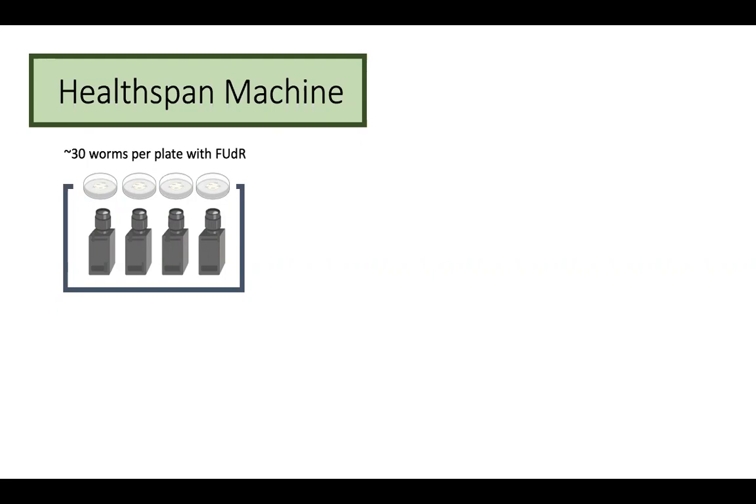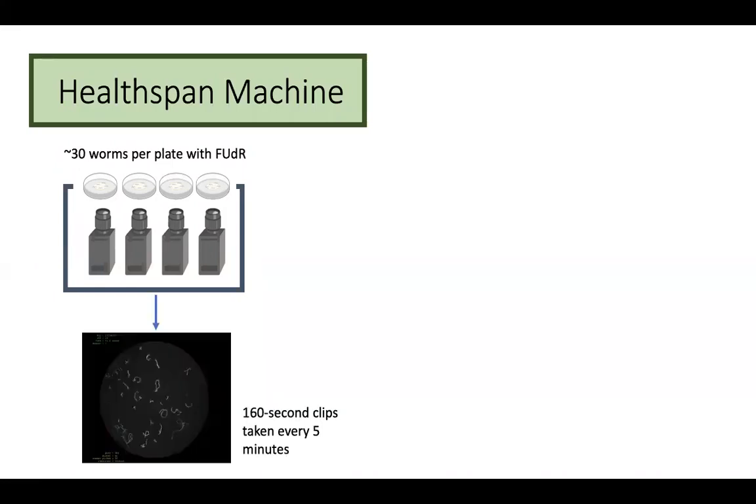I then place the plates onto the machine, which is just indicated here by this box, and each plate has a camera to individually monitor it. These individual cameras monitor each plate by taking a video lasting 160 seconds every 5 minutes of the worms. Image processing then takes place through the software to track where the worm was throughout the monitoring period, and collect information on its speed, direction, and movement.